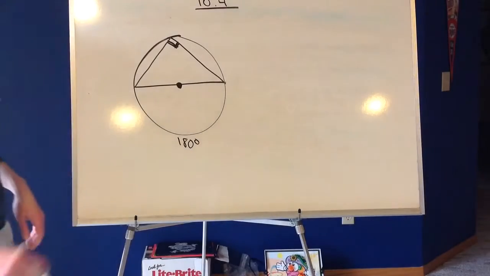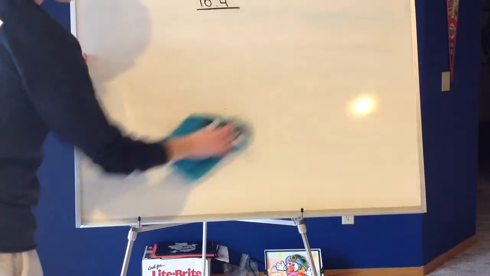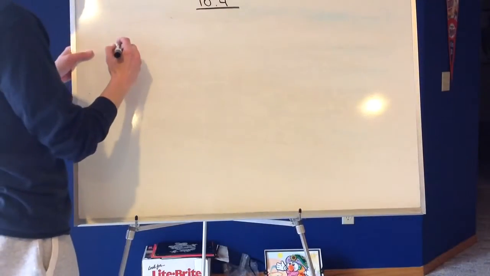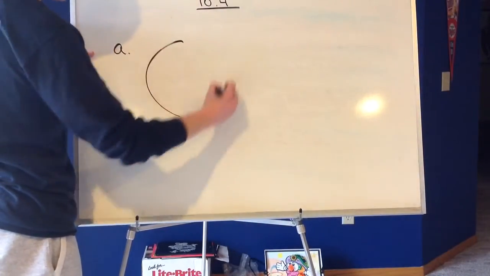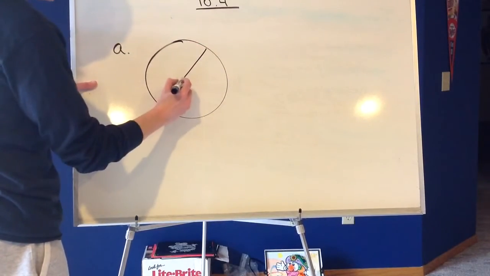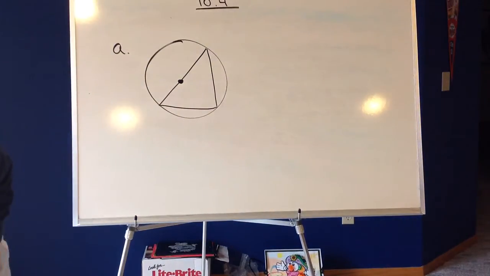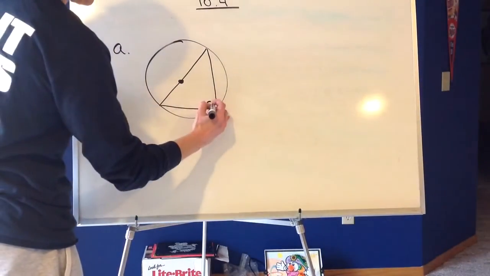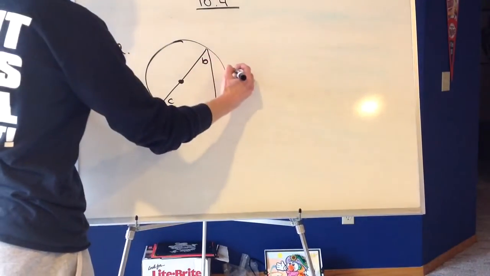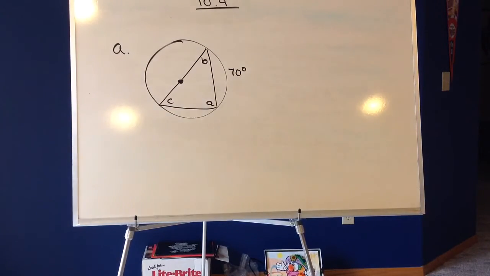So for the first one that they give you there, for example A, they're asking you to find A, B, and C. If we look at A on example 3, they give you your circle, they give you the diameter, and they give you angles A, C, and B. They do also tell you that it is 70 degrees out here. So they're asking you to find A, B, and C.